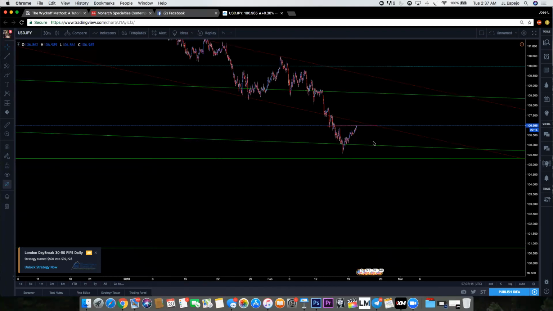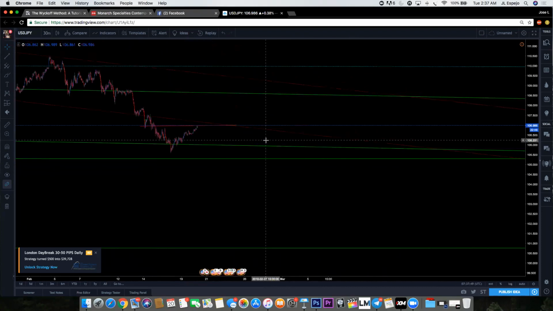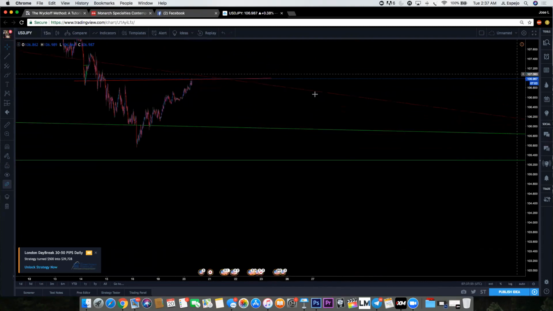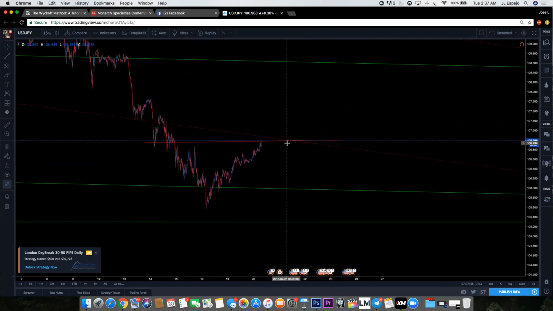Roberto, you with me? You understand where I'm going? All right, cool. So then, we're going to go ahead and start looking for our entry points. So here's where we look at the smaller time frames, the 15, the 5, and the 1 minute to understand where we can possibly enter.